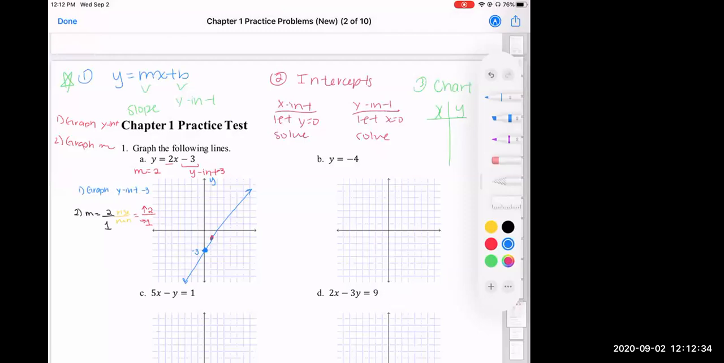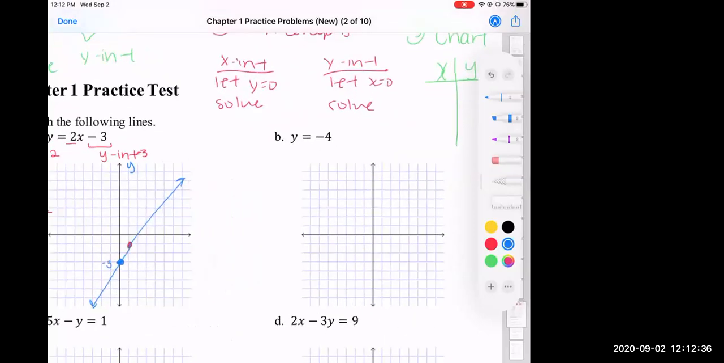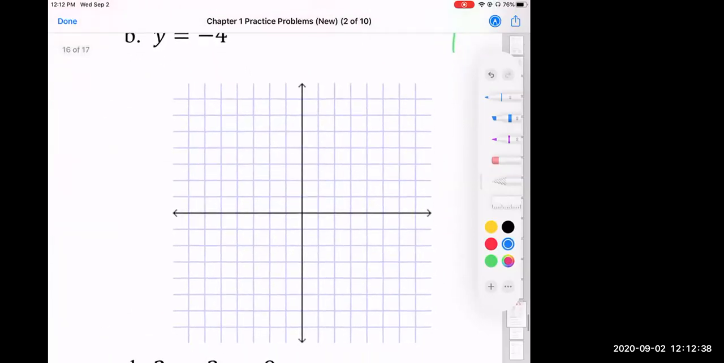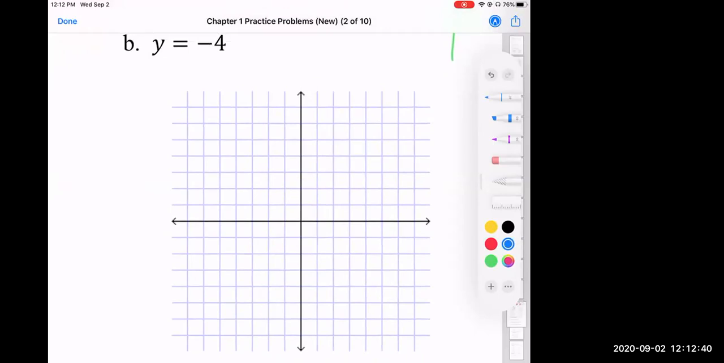Now let's continue with B. So for B, this one's different. It's different because we're used to seeing 2 variables when we graph a line, an x and a y. Notice that we only have 1. When we have 1, that means we're going to have a special type of line. These 2 special types of lines are vertical and horizontal lines.